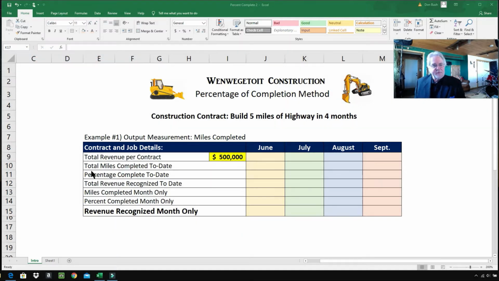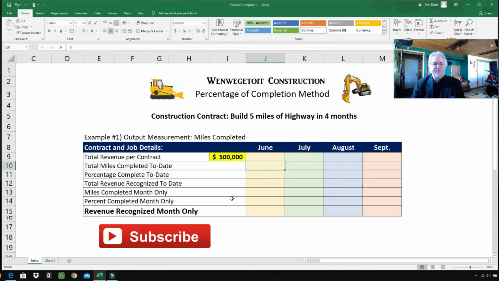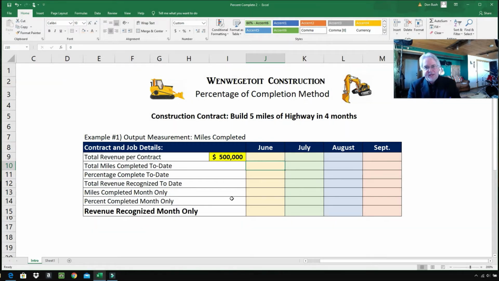The first line that we need here is the total miles completed to date. June was a very, very slow month for when we get to construction. They had a hard time getting crews together, getting the materials together, getting things lined up. During the month of June, they did not build any highway at all. They were just getting things together, ready to go. So miles completed during the month of June is going to be 0. And so the percentage completed as of the end of June is 0%. And since they didn't complete anything, they are going to recognize 0 revenue.